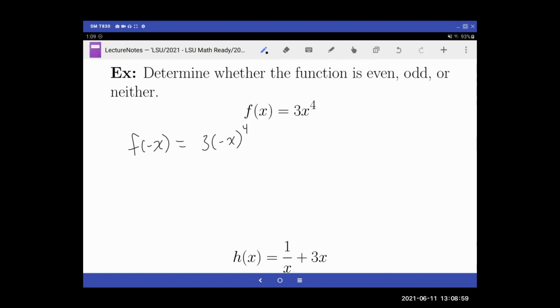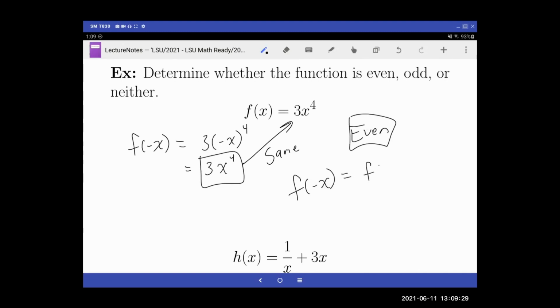Okay, so anyway, we had an even number of negatives, so we end up with a positive. The negative cancels out completely. I'm left with positive 3x to the fourth. Compare that to the original. It's the same, right? So it turns out that changing the x to a negative x has no impact on the function. The function stays the same. The function value stayed the same. That is an even function because changing the x to a negative gave me my original function back. So that function would be considered even.